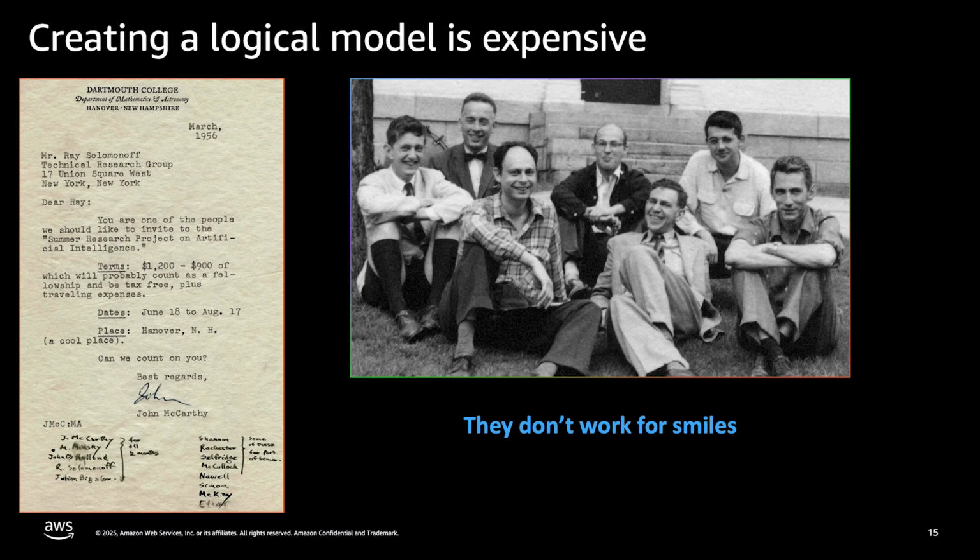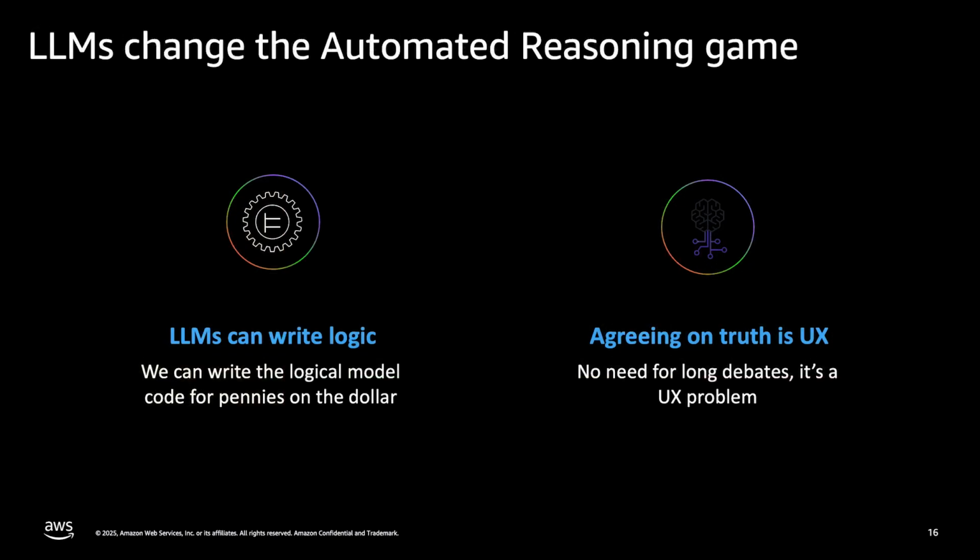In terms of this logical model, LLMs have changed the automated reasoning game. They changed the game because we can write logical models for pennies on the dollar. And now agreeing on truth becomes a UX problem. When I say it becomes a UX problem, it means that a subject matter expert can go generate scenarios, do a lot of testing, and agree on what the truth is.